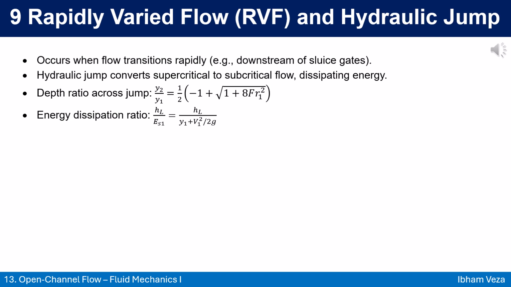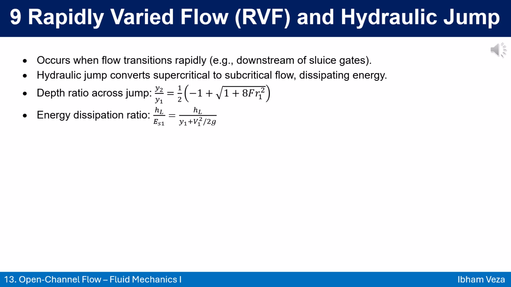9. Rapidly varied flow, where water changes its mind fast. In open-channel hydraulics, not all transitions are smooth and slow. Sometimes the flow shifts dramatically within a short distance. That's rapidly varied flow, or RVF. One of the most important and visually striking examples is the hydraulic jump.